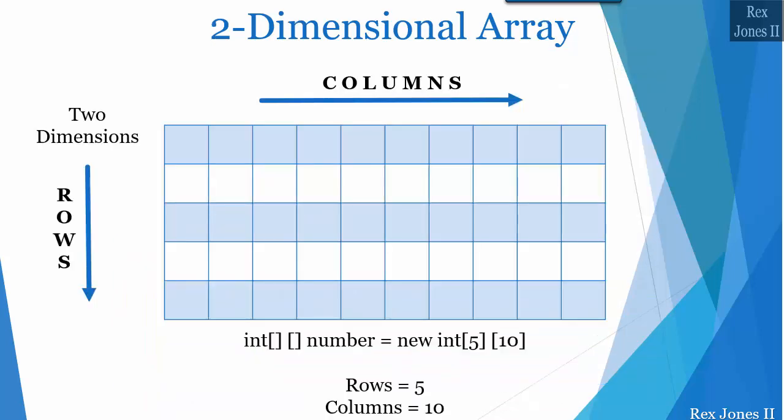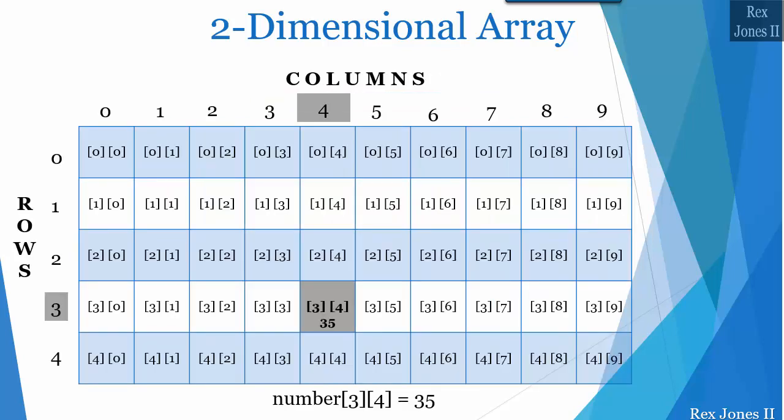The first dimension are rows and second dimension are columns. In this example, there are 5 rows and 10 columns. Therefore, to access an element on the third row, fourth column, we write number, then 3, 4 in square brackets. In this example, the value is 35.